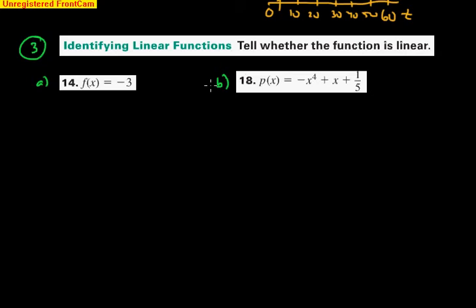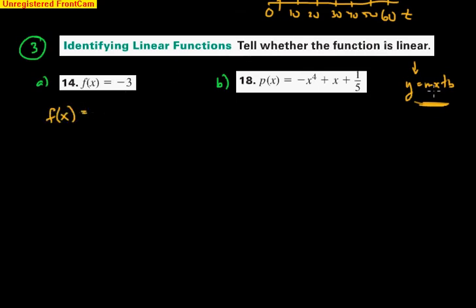Okay, so our next problem here, identifying linear functions. Tell whether the function is linear or not. So we need to see if it is in the form y equals mx plus b. So if you want to make a note, linear means y equals mx plus b. Now y is the same thing as these function notations, so don't be afraid. So again, this is f of x equals negative 3. Is it in the form y equals mx plus b? Well, if it is, we should be able to identify an m and a b. Well, watch this.